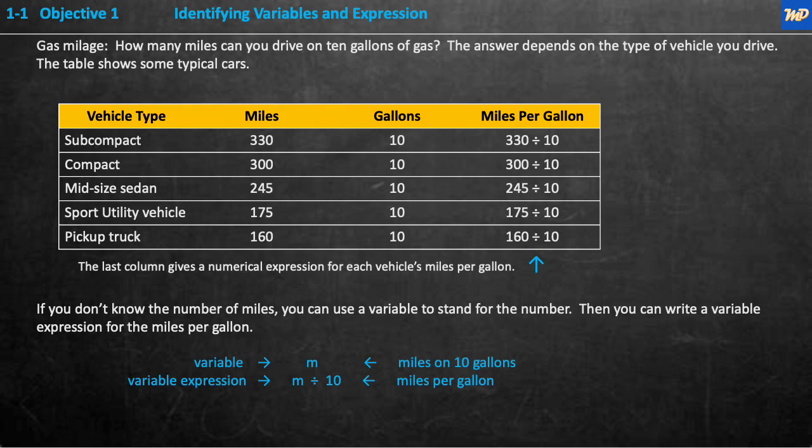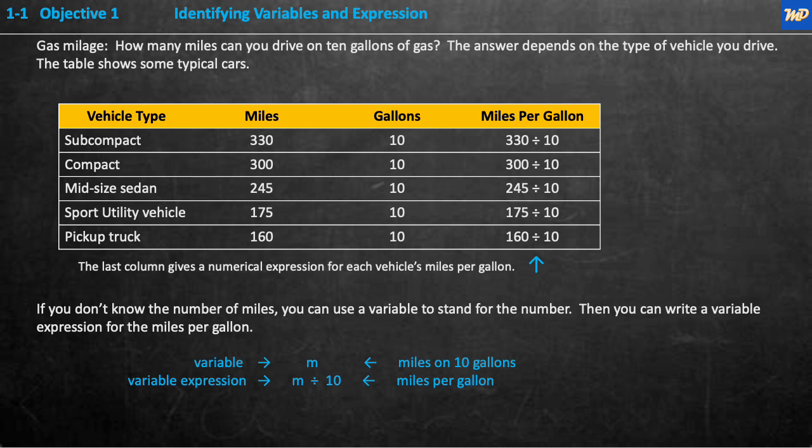Okay, objective 1, identifying variables and expressions. Gas mileage. How many miles can you drive on 10 gallons of gas? The answer depends on the type of vehicle you drive. The table below shows some typical cars. So we have vehicle type, miles, gallons, and miles per gallon. And we have 5 different types of cars. We have a subcompact, a compact, a mid-size sedan, a sport utility vehicle, and a pickup truck.